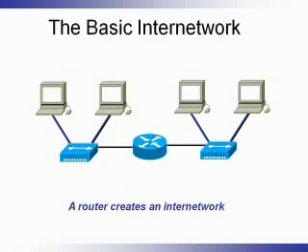The basic internetwork is comprised of two or more LANs connected together using a router. This is a router icon. The router is what uses logical addresses, and we must understand the different logical addresses, and this is how we perform routing.